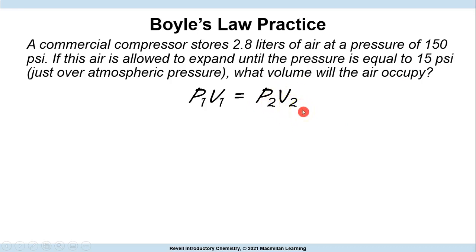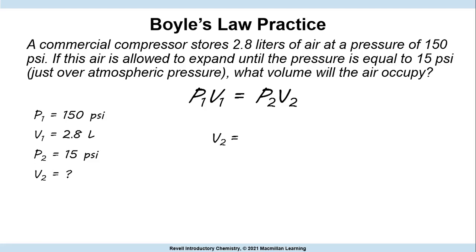So let's collect our data. The P1 is 150 pounds per square inch. The P2 is 15 pounds per square inch. The V1 is 2.8 liters and the V2 is not known. So we are going to use this formula to make V2 the subject of the formula. That is why the math review we did was very important. Now V2 will be equal to P1 V1 over P2.